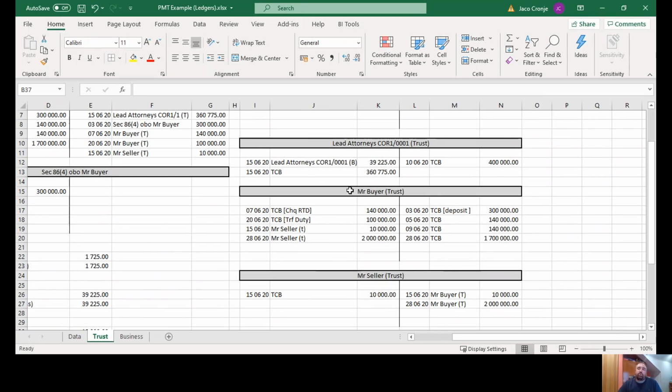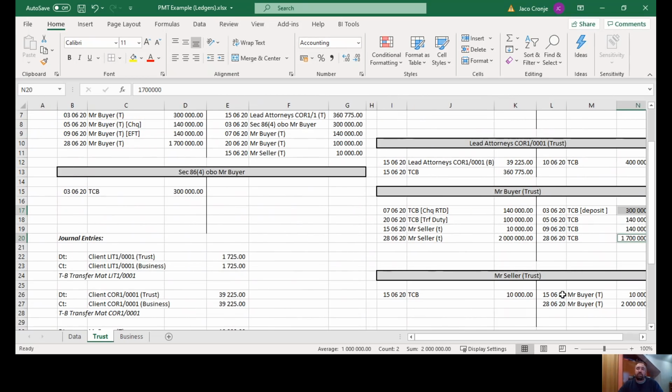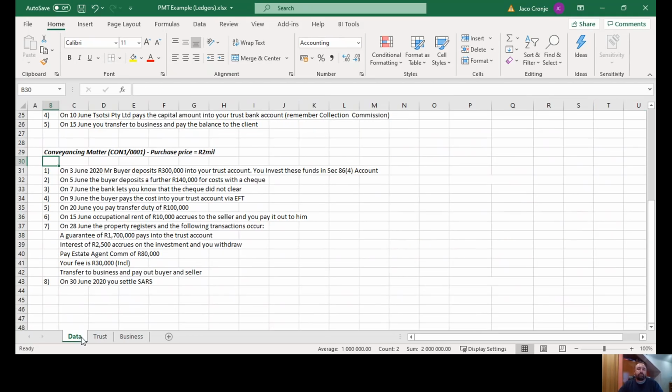Up to this point, all the money that was held in trust was on behalf of Mr. Buyer, because it's him paying the money in the whole time. But now, the moment the registration goes through, all of those funds that he has in my trust, which is basically the deposit plus the guarantee, should go to Mr. Seller, because that is what he must get for the property.